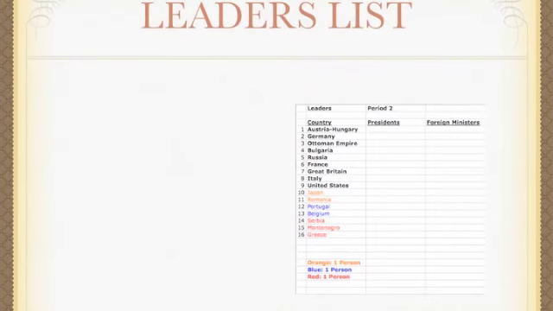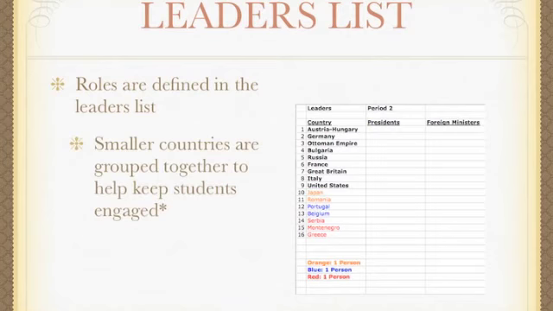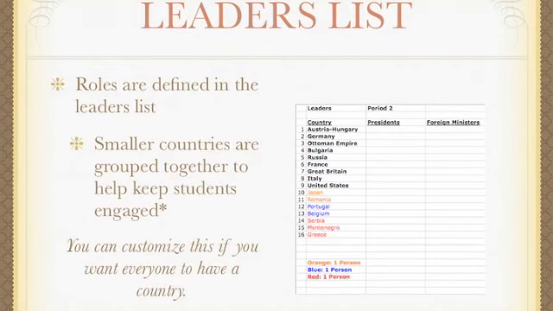After you have printed off and organized your papers, you will need to make the most critical decisions of your simulation, picking who will be the leaders of each of the countries. Your class sizes will dictate how you will organize your students and countries. The simulation should be able to accommodate anywhere from 12 to 30 members in a period. Maybe a little less than 12 students and maybe a little more than 30 students.